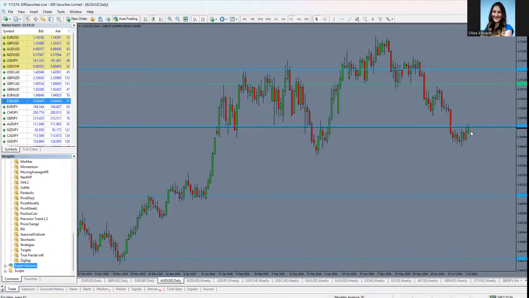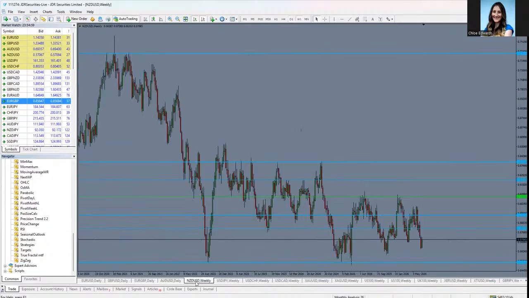In the shorter term, what I'm actually looking for is a bounce underneath this level for a return to the downtrend. So either thing could happen. It just depends what the market does over the next couple of days. Does it bounce short or does it return back above? But certainly in the shorter term, I will be looking for shorts on Aussie dollar.